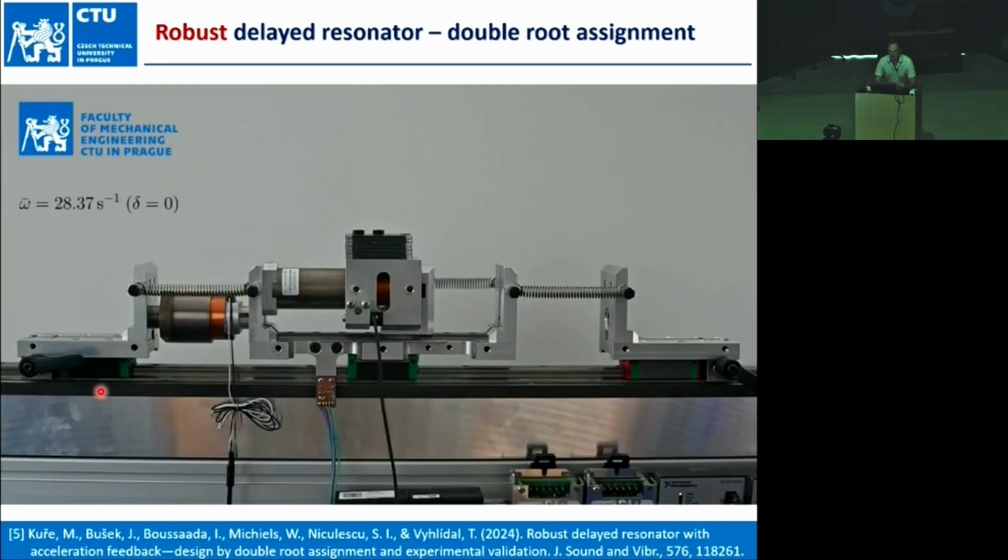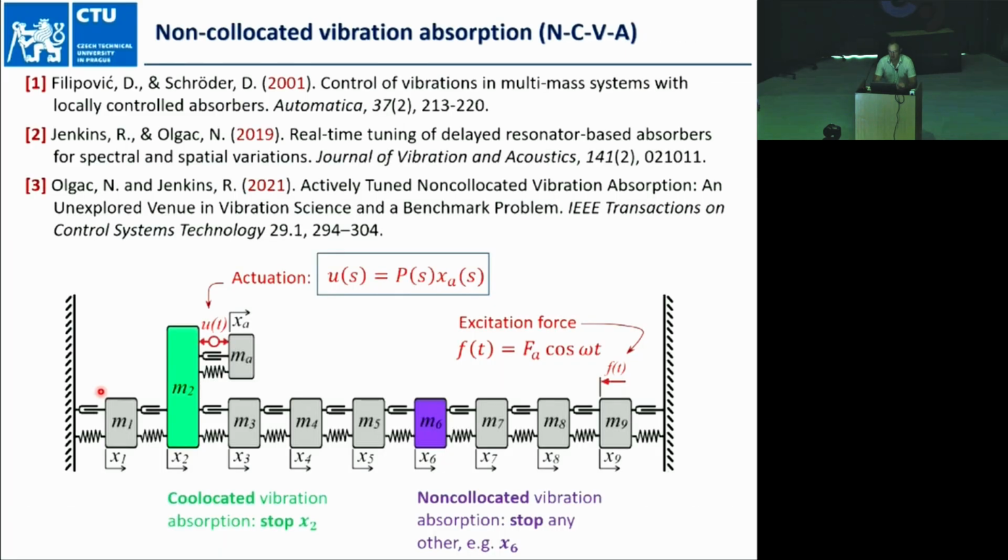So these were the results on the robust suppression. Time is running very quickly, so I have to proceed further. Now let me start the second problem I want to show you, which is a non-collocated vibration absorption.